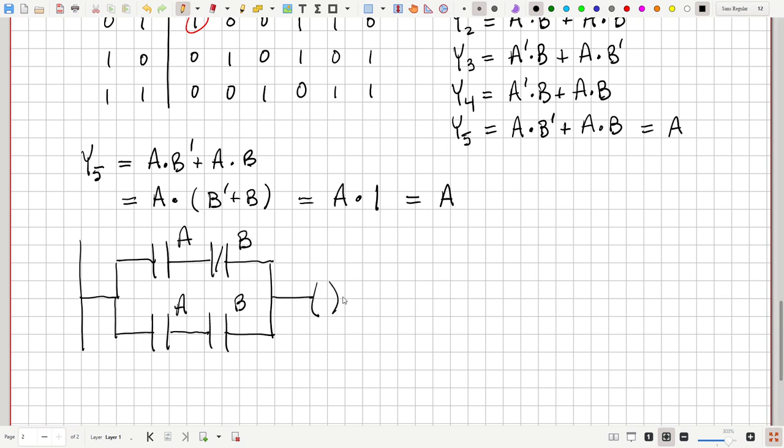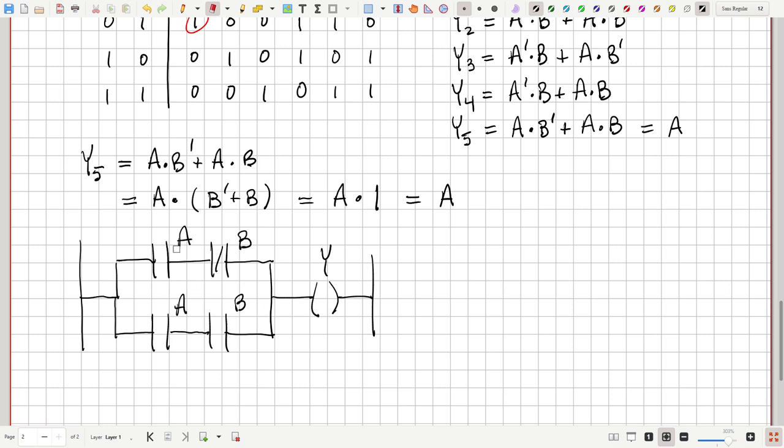And then that's our coil Y there. So that's a direct implementation of this formula we worked out by just looking at the truth table. But then we went through and did some factoring and some simplification, and we saw that we can write this simply as Y5 is equal to A. Let's see why that is true over here.